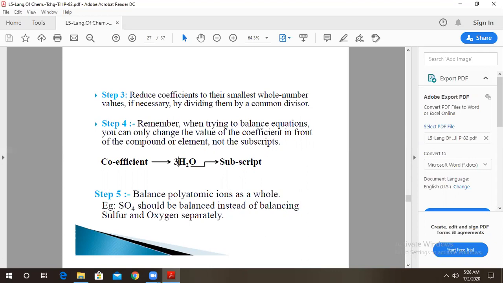Very good, dear friends. So this is called the coefficient. Tell me now, can we change the coefficient? Yes. To balance the reaction, we can change the coefficient as 1, 2, 3, 4, etc. Can we change the subscript? No. We cannot change the subscript because by changing the subscript, we are going to change the molecule, and we cannot change the molecule.